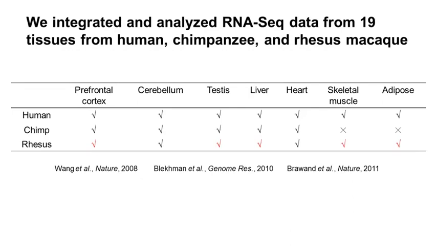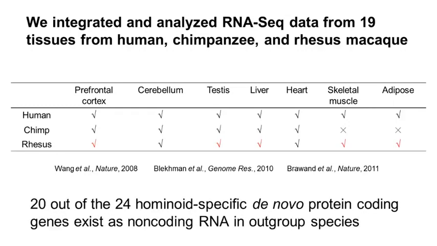To distinguish between these 2 alternatives, we integrated and analyzed RNA-seq data from 19 tissues from human, chimpanzee, and rhesus monkeys. We found that 20 out of the 24 hominoid-specific de novo protein coding genes exist as non-coding RNA in outgroup species. So it seems that the majority of the de novo new genes originated from non-coding RNAs.